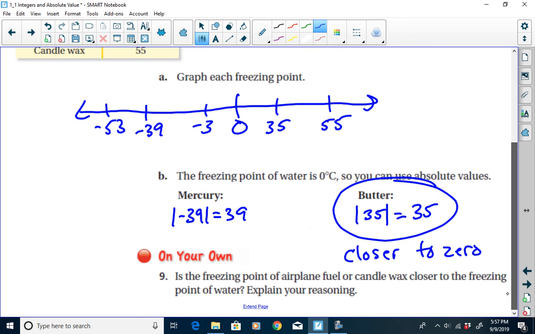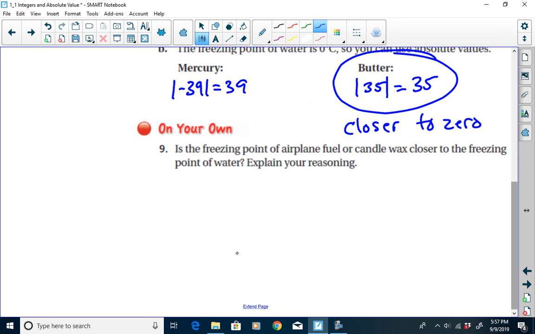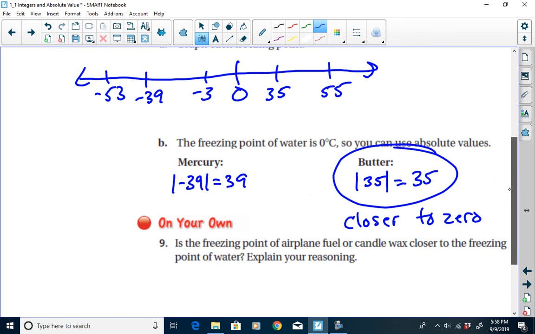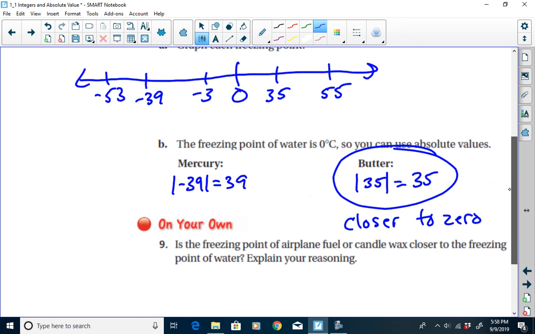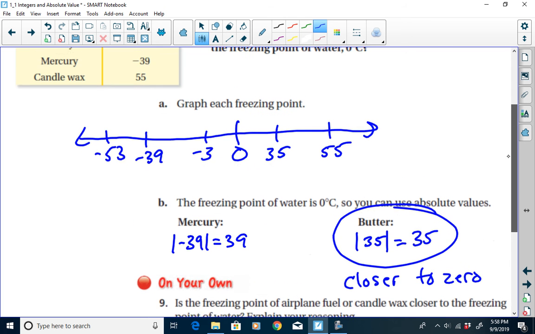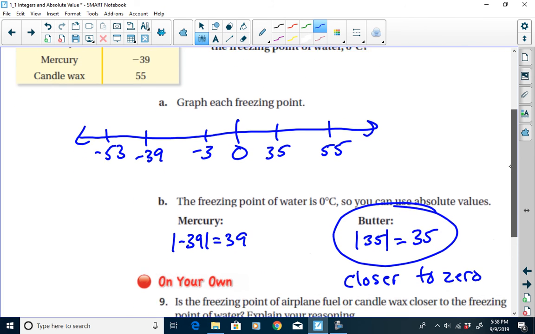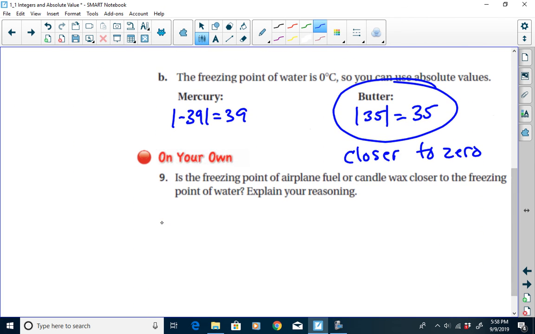All right. The on your own question asks, is the freezing point of airplane fuel or candle wax closer to the freezing point of water? Once again, the freezing point of water is 0, so we can use the absolute values of these numbers to compare. Airplane fuel is negative 53 degrees. That's its freezing point, so the absolute value of negative 53 is going to be 53 units.